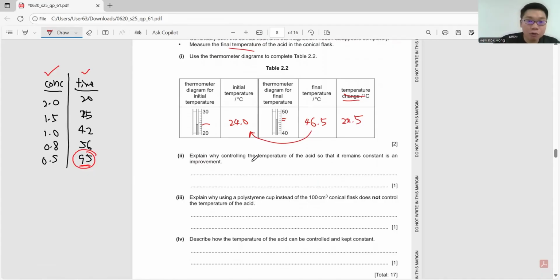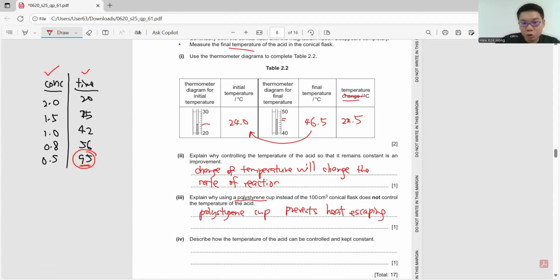Next, explain why controlling the temperature of the acid so that it remains constant is an improvement. Because the change of temperature will affect the rate of reaction. Explain why using a polystyrene cup instead of a conical flask does not control the temperature of the acid. Because heat escapes through the polystyrene. Next, describe how the temperature of the acid can be controlled and kept constant. To control the temperature to remain constant, we always use a water bath.